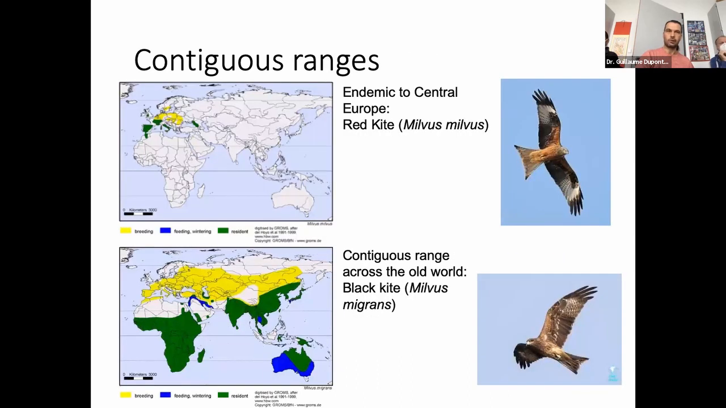Here we can look at another bird. This is the red kite, Rotmilan, and the black kite. The red kite is endemic to Central Europe, or to Europe at least. So Germany has a high responsibility for the species, but it has a continuous range, more or less. The black kite is not cosmopolitan, but it occurs on a much larger range, continuously.